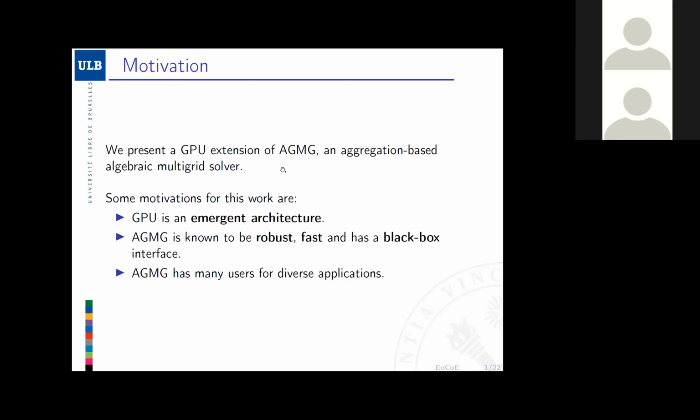Some motivations for this work are as such. First, as we have seen this afternoon with other presentations, GPU is an emergent architecture, and we see more and more projects using it. Second, AGMG is already known to be robust and fast, and has a black box interface, which is different from other multigrid methods, and we would like to see this performance on GPU. Also, AGMG is already used by many users for diverse applications, so it would be great for them to use the GPU port in those applications.